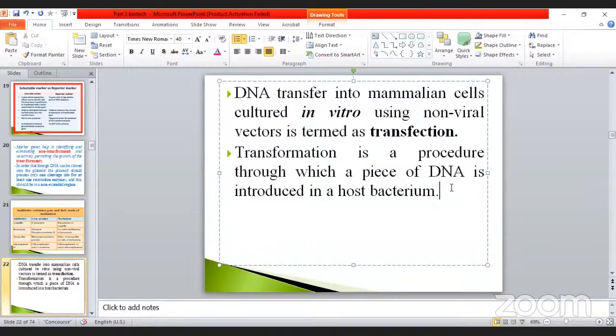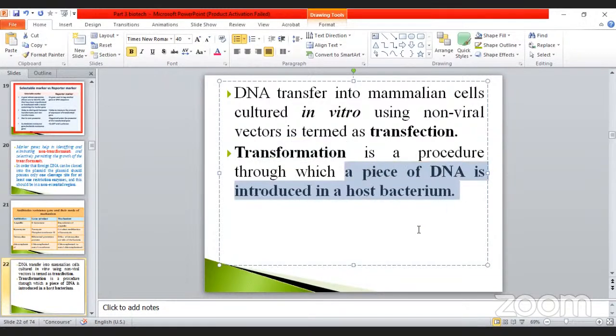Transformation is a procedure through which a piece of DNA is introduced into the host bacterium. What is transformation? Gene transfer, from where to where? The same gene we can also transfer to the host bacterium. The gene transfer is simply called transformation. Transformation is a procedure through which a piece of DNA, don't forget this part, is introduced into the host bacterium.